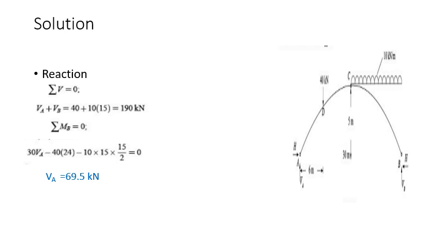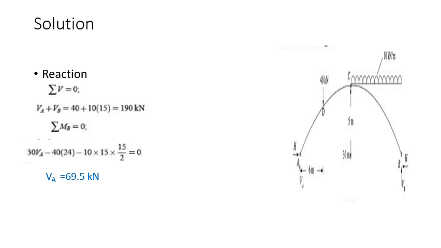So we have applied the two conditions. The third condition, sigma H is equal to 0. There are no other horizontal forces. So HA is equal to HB. We can consider that as equal to H. Next, apply the equilibrium condition: moment about the crown as 0, sigma Mc as 0.